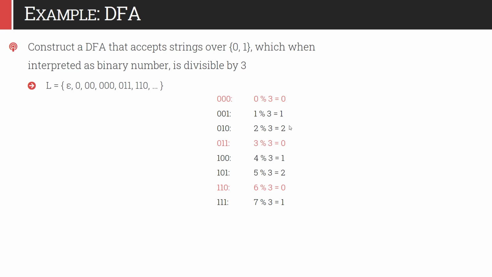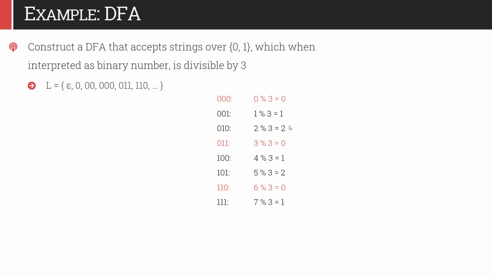Then 1 remainder 3 would be 1, 2 remainder 3 would be 2, and 3 remainder 3 is 0, so that should be accepted. 4 remainder 3 is 1, 5 remainder 3 is 2, which should not be accepted, but 6 remainder 3 is 0, so it should be accepted, and so on.